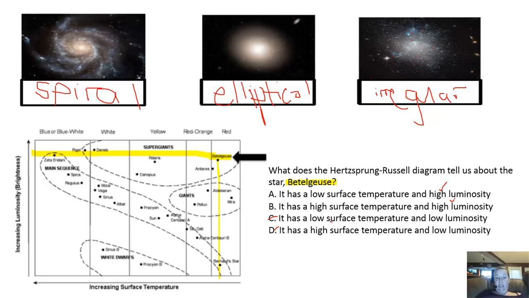I can get rid of C and D because it doesn't have a low luminosity. It's very, very bright. It also has a very low temperature, not high. If it was high, it would be over here in the upper main sequence stars. The answer choice is A. And you can see again how I'm labeling.